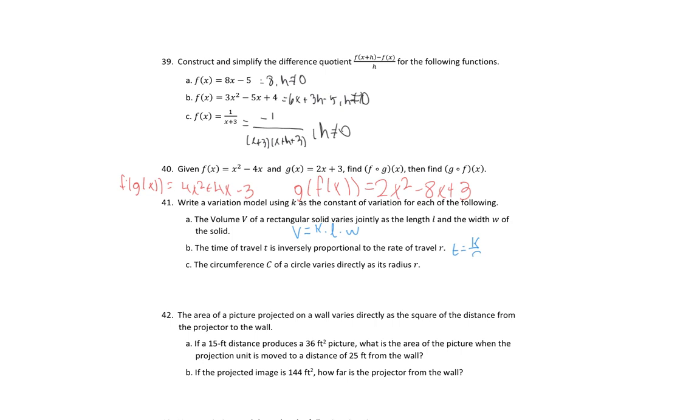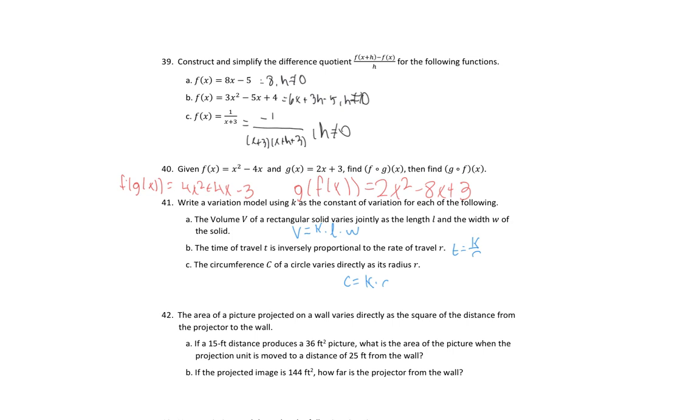This last one is going to be the circumference c of a circle varies directly as its radius. So c varies directly. It's going to be just something k times r. So directly or jointly, that means you're multiplying. Inversely proportional or like inversely, that's going to be like divided. And that's it for that question.